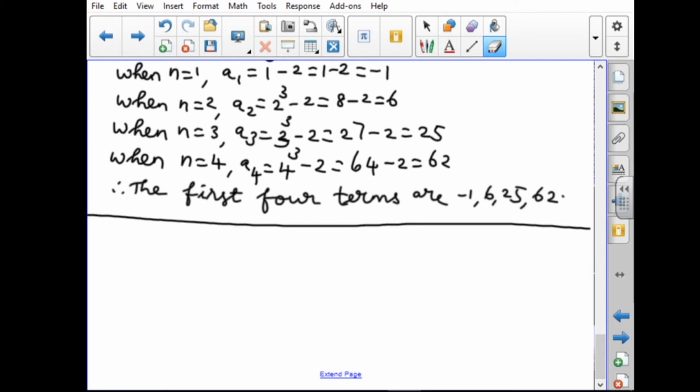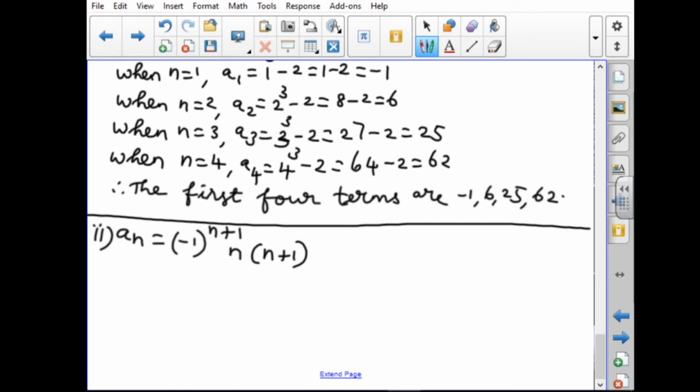The second sum, an equal to minus 1 whole power n plus 1, then n into n plus 1. Minus 1 whole power n plus 1, then into n plus 1. This is the second sum. They also ask to find the first 4 terms, they have given the nth term. The same procedure you have to follow here, same method.